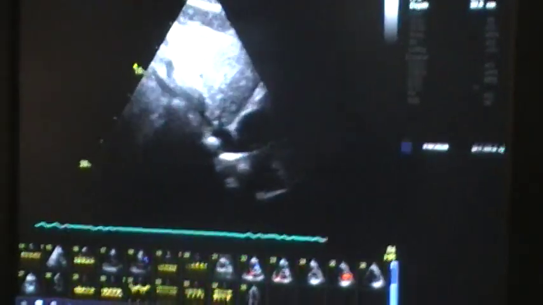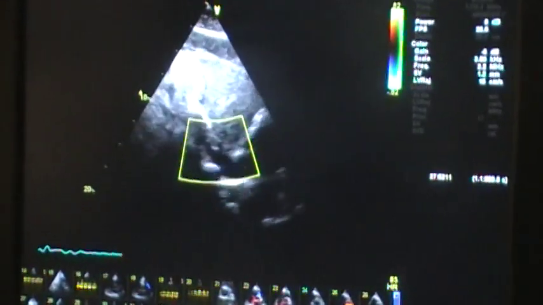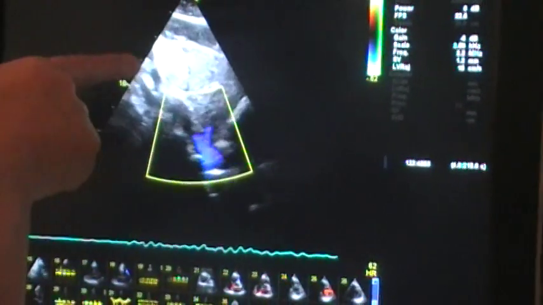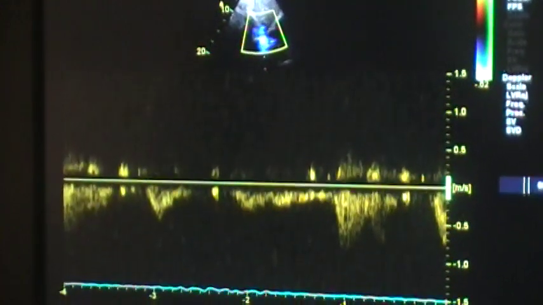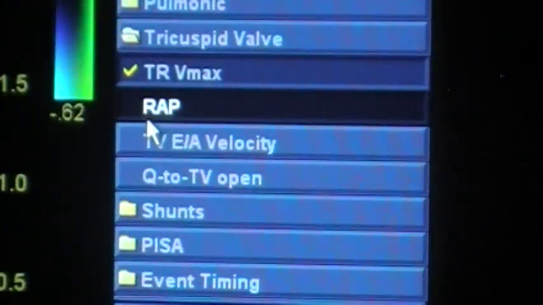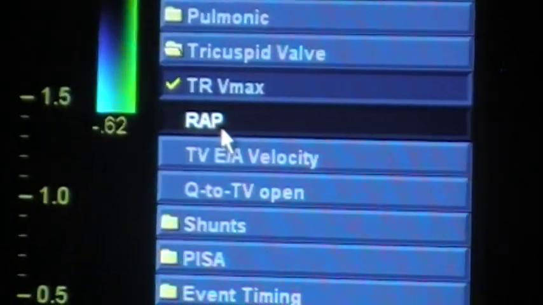Okay, so the other thing you can do here is put color on. This flow, of course, IVC is going back to the heart, and because we're angled this way, it's going to be nice and blue. So we should be below the baseline here too. I'm just going to pulse wave it to show it. And the reason I do that is because you can then come to your measurement, come down to your tricuspid valve, and you can put in right atrial pressure here.